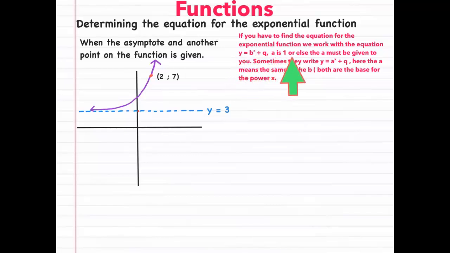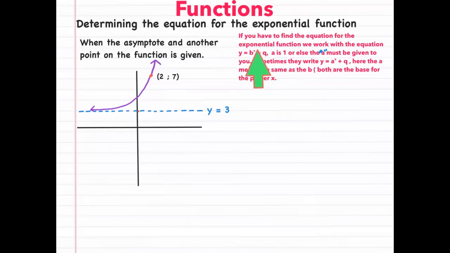A is 1 or else the a must be given to you. Okay, so please make sure that you know that a is equal to 1 or else they will have to give you this a, and I'm going to put it in inverted commas. Otherwise they have to give you that a. Sometimes they write y equals a to the power of x plus q, but here the a means the same as the b. Okay, both are the basis for the power of x.